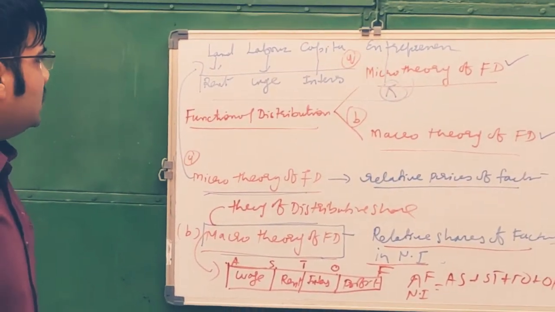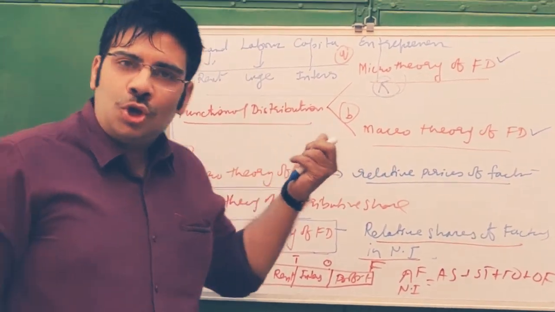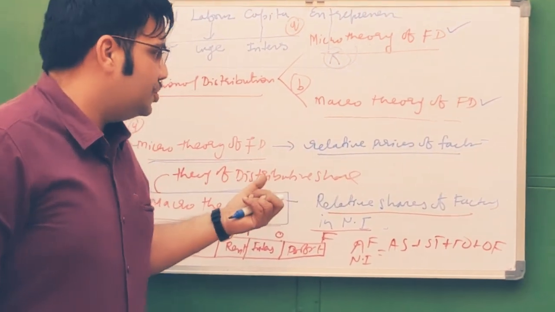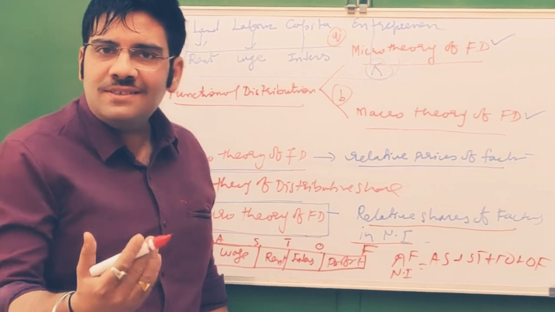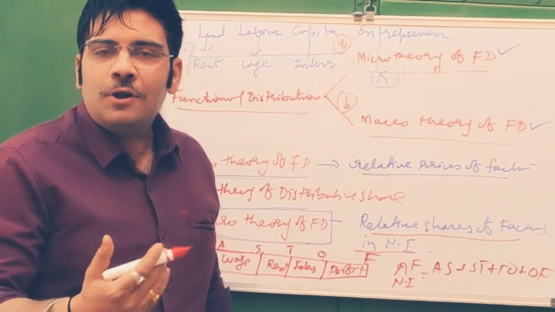Now this is the theory of distribution. In our next lecture we will discuss the marginal productivity theory.